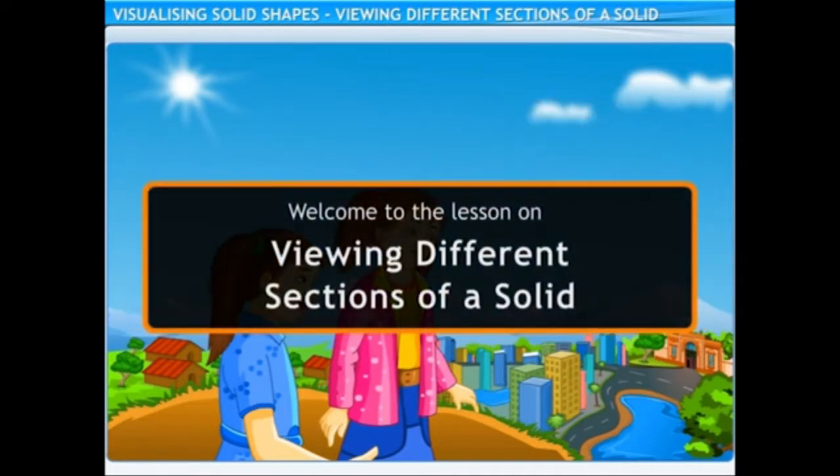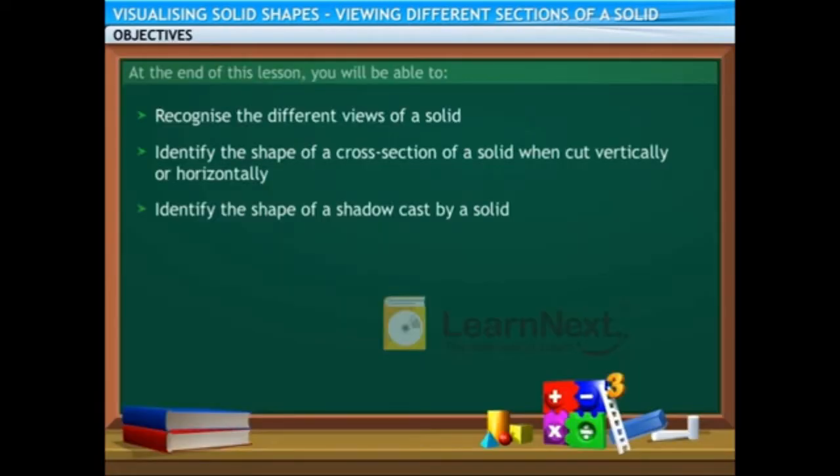Welcome to the lesson on viewing different sections of a solid. At the end of this lesson, you will be able to recognize the different views of a solid and identify the shape of a cross-section of a solid when cut vertically or horizontally. You will also be able to identify the shape of a shadow cast by a solid.